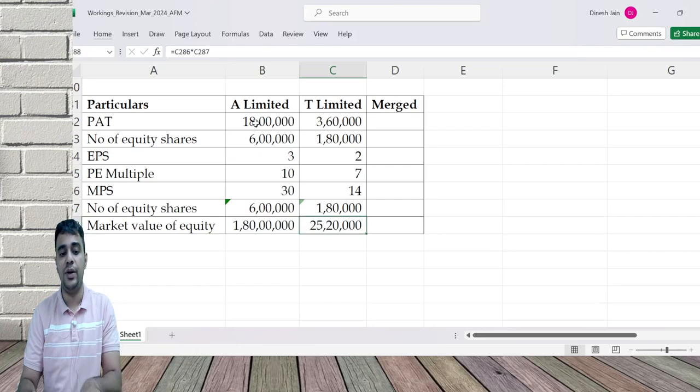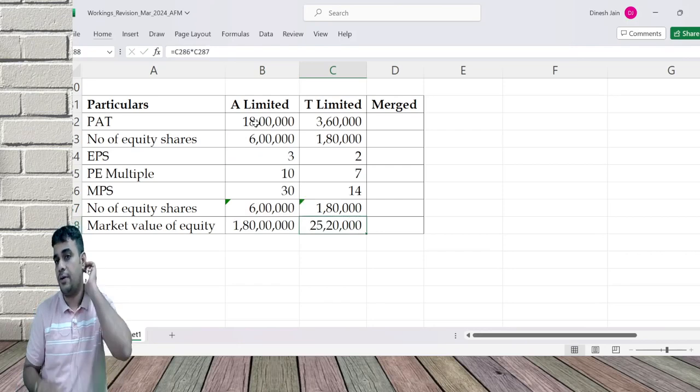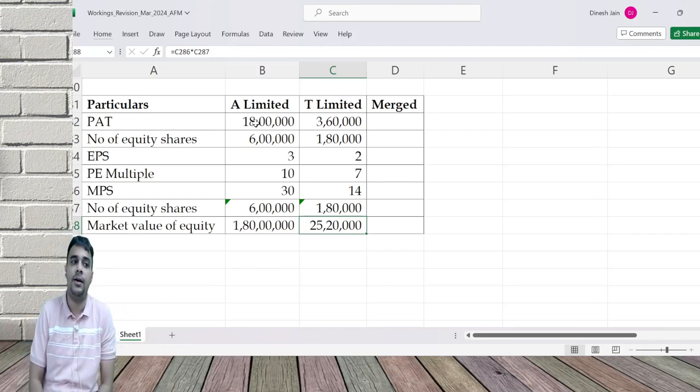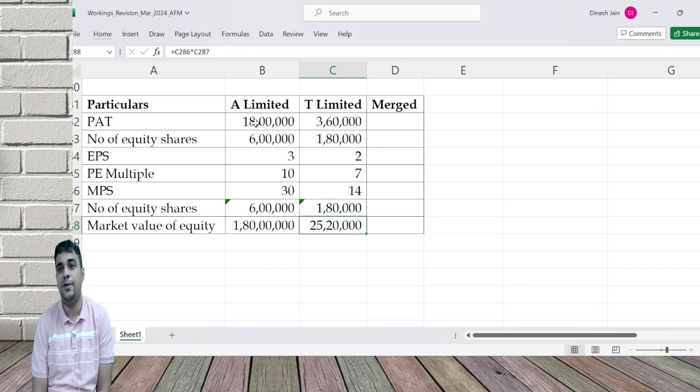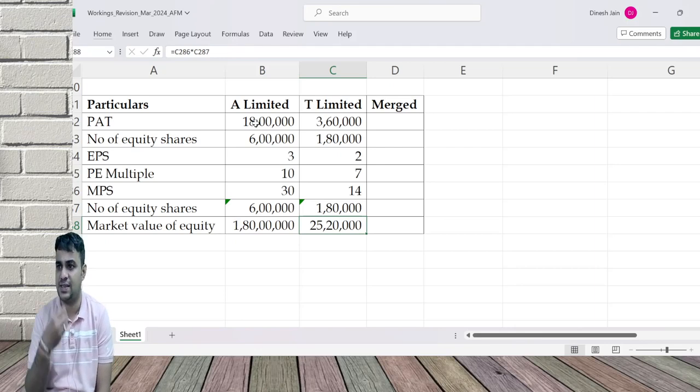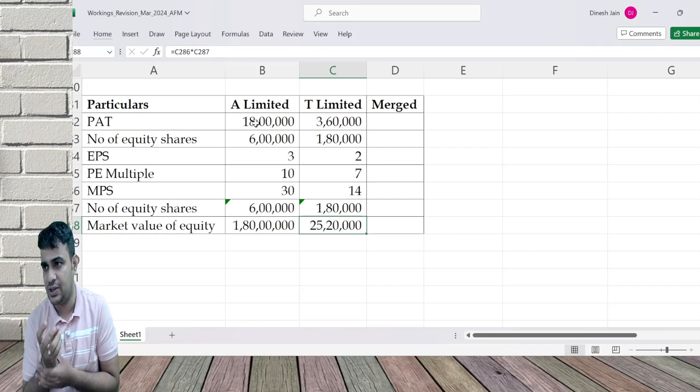So I am doing MPS into number of shares. The real formula is PAT into P/E multiple. That's the formula to calculate the value. Because value depends on how much PAT you are generating. Per share figures can be easily altered. How do I say easily altered? If you suddenly make a bonus or a split, the number of shares will automatically change in the practical world.